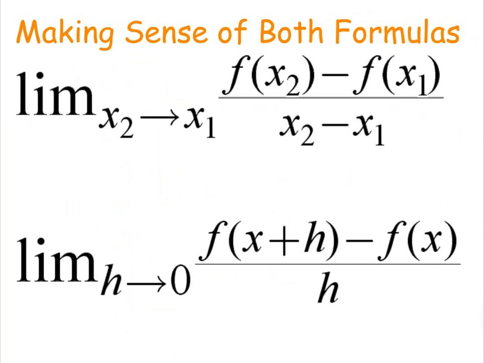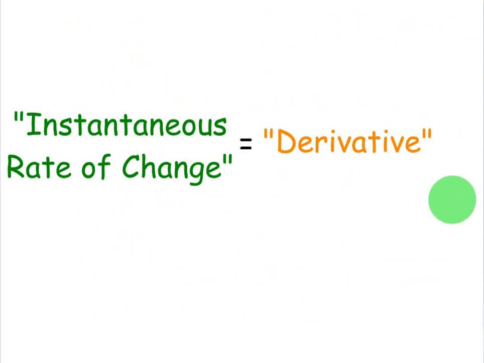When you put it all together, you have the limit as h approaches 0 of f of x plus h minus f of x over h. In other words, your change in y values divided by your change in x values as your x values get closer to each other. So what are we saying? We're saying the instantaneous rate of change is the derivative. So from now on, we will say instantaneous rate of change from time to time, but derivative means the same thing.